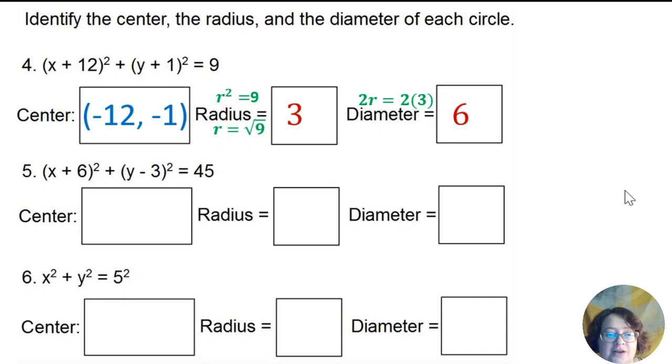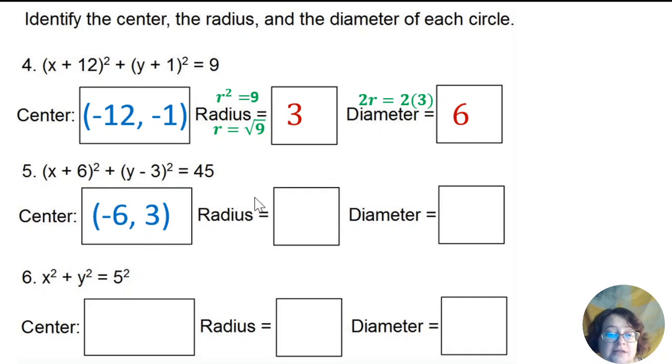All right, so number 5, let's check it out. We have (x + 6) squared plus (y - 3) squared equals 45. The center, we are going to take our plus 6 with x, and we're going to flip it. So our x value is negative 6. We have (y - 3) squared. So we're going to take our negative 3 here, and we're going to flip it, plus 3. So negative 6, positive 3 is going to be our center.